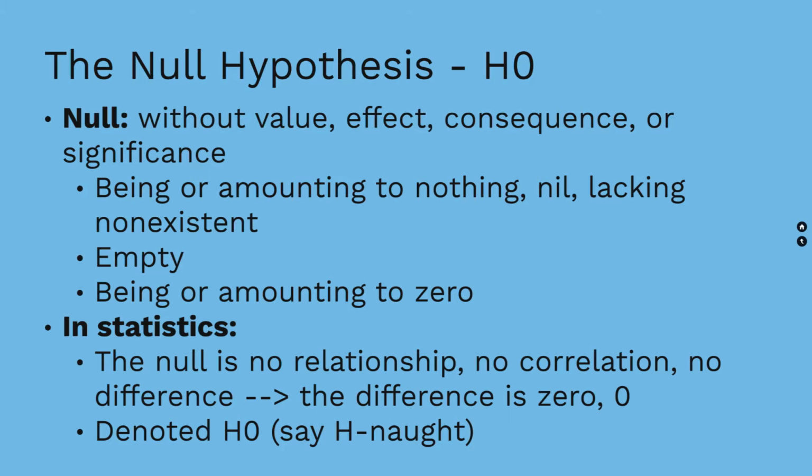So think, when you say H naught, or you talk about the null hypothesis, that we are currently assuming that there is no relationship. In statistics, that is no relationship, no correlation, no difference, or the difference is zero. Again, this is denoted H naught or H0, and that is what we currently assume, or what is the status quo.